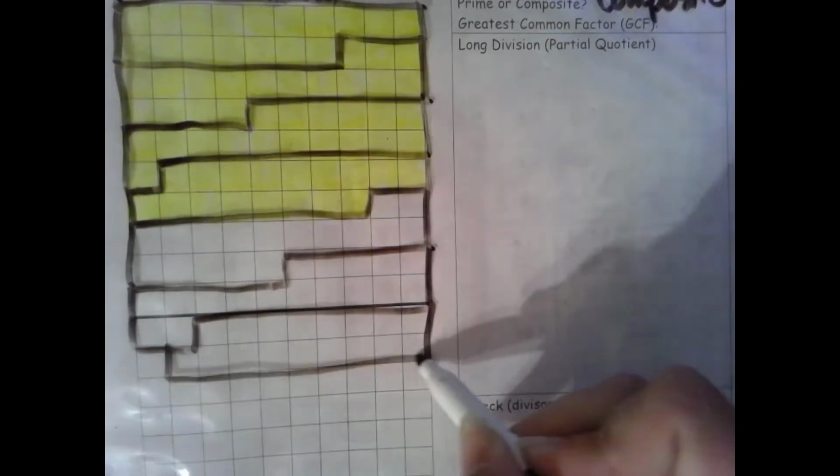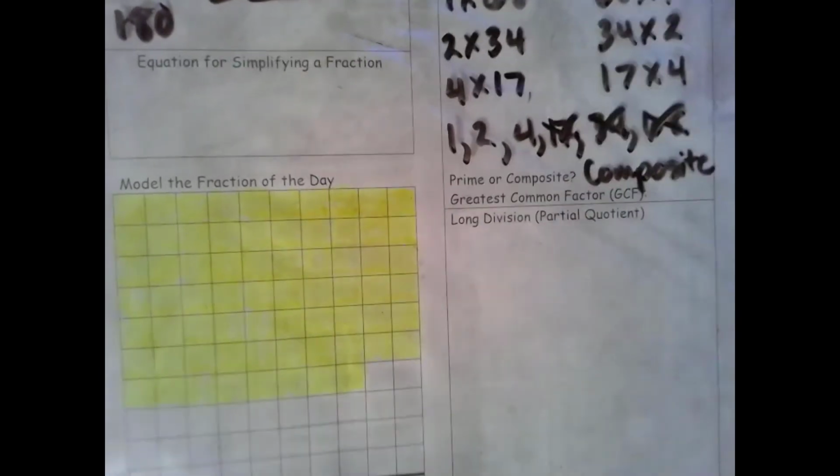8 plus 9 is 17. 11 plus 6 is 17. 4 plus 10 plus 3 is 17. 7 plus 10 is 17. And I still have 10 left over. So 17 is not a common factor. Does not work for 180. Let's try groups of 4.